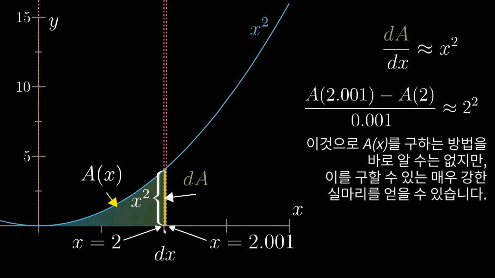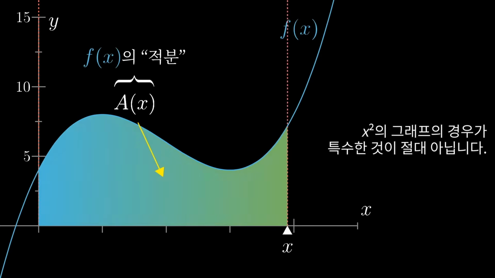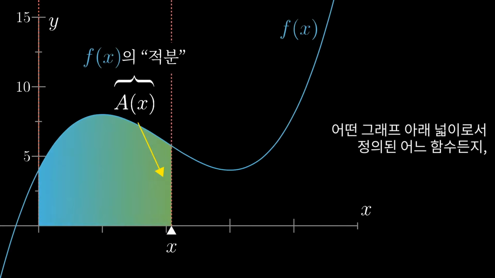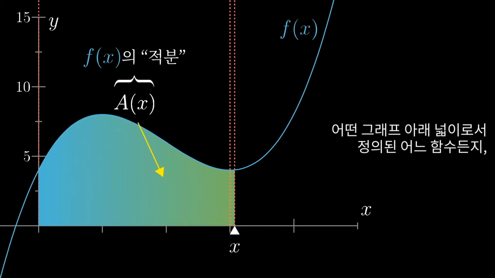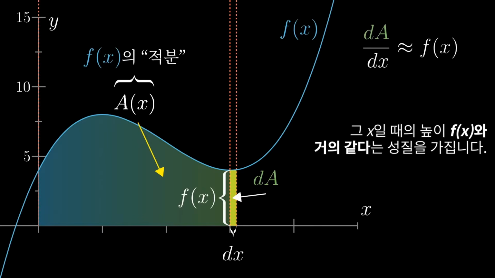That doesn't immediately tell us how to find A of x, but it provides a very strong clue that we can work with. And there's nothing special about the graph x squared here. Any function, defined as the area under some graph, has this property, that dA divided by dx, a slight nudge to the output of A, divided by a slight nudge to the input that caused it, is about equal to the height of the graph at that point.